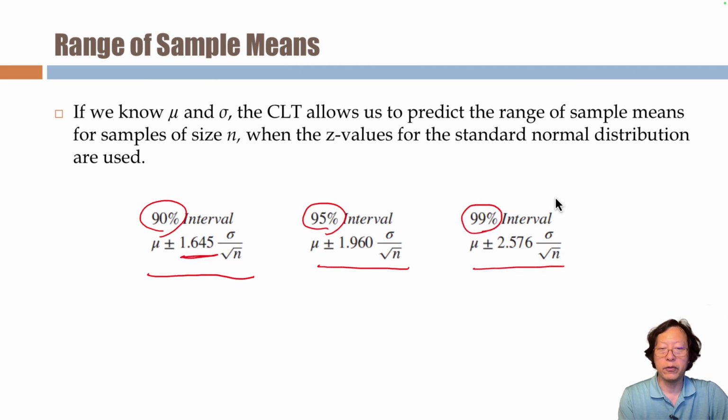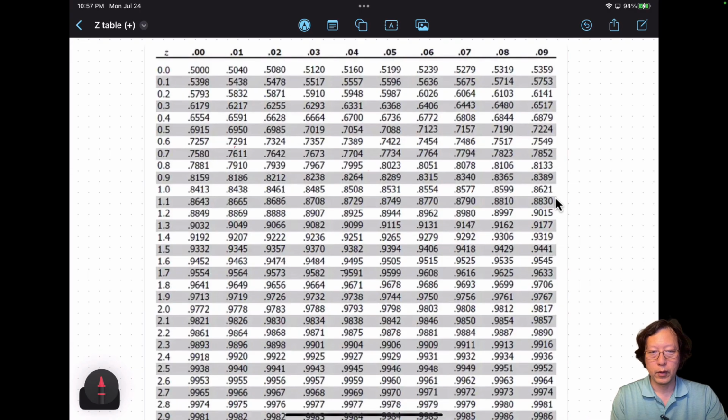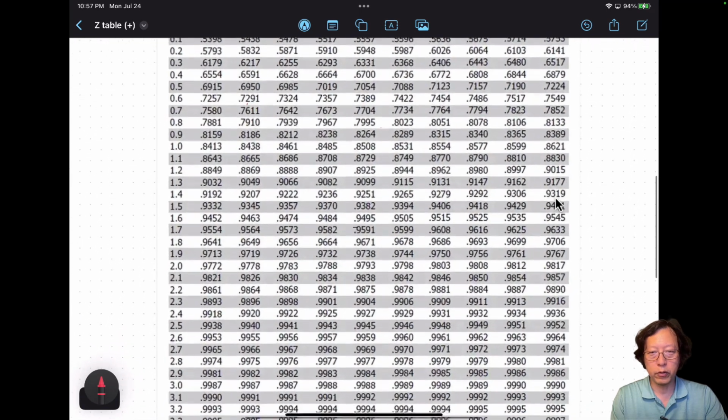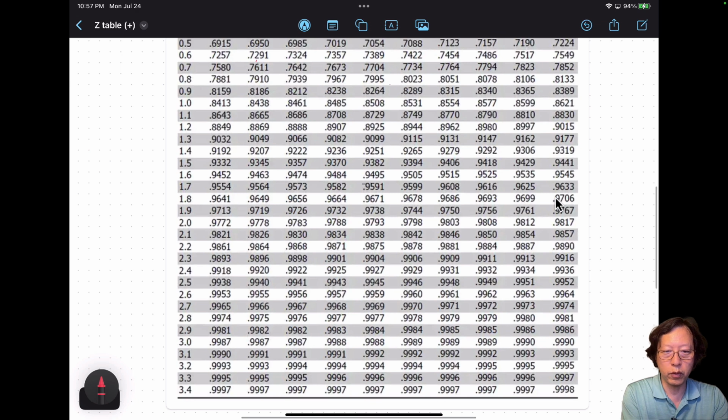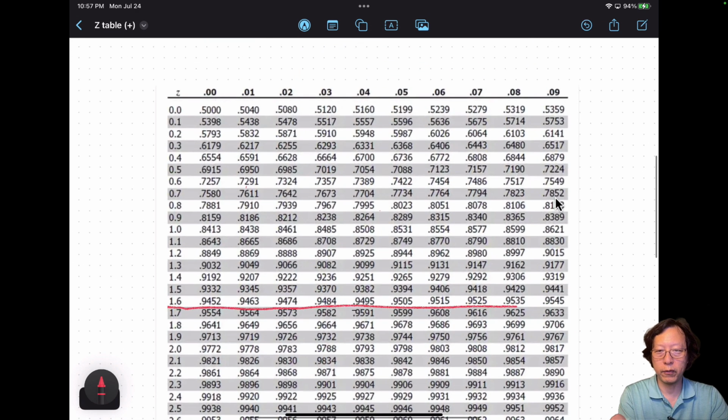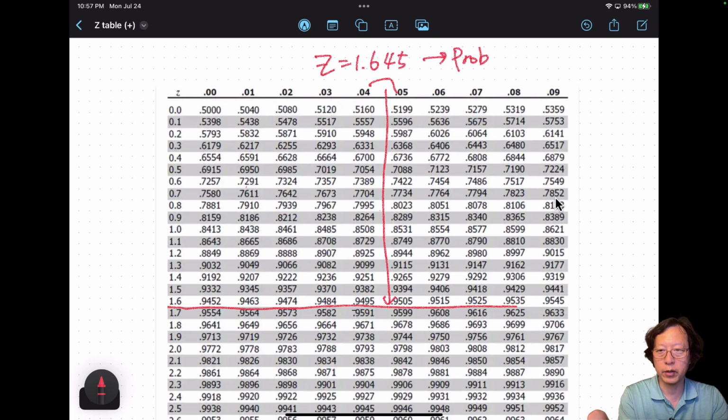But if you look up this 1.645, actually this number will be different. The z value is between 1.64 and 1.65, so in between these two numbers. Which means the z value 1.645 is related to the probability of 0.95.